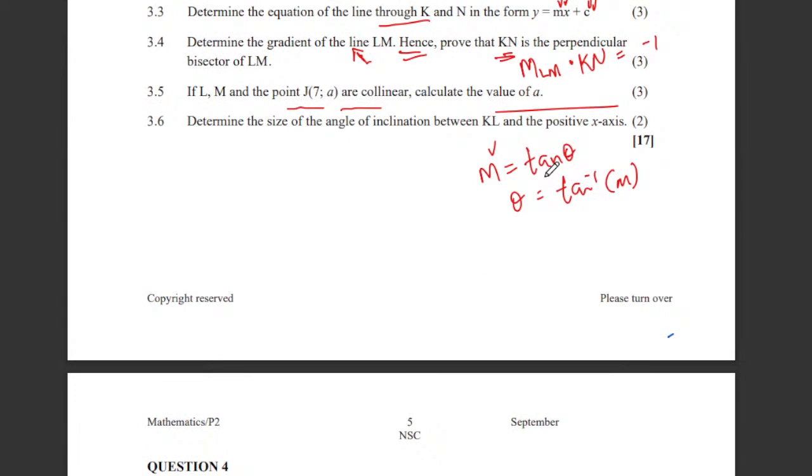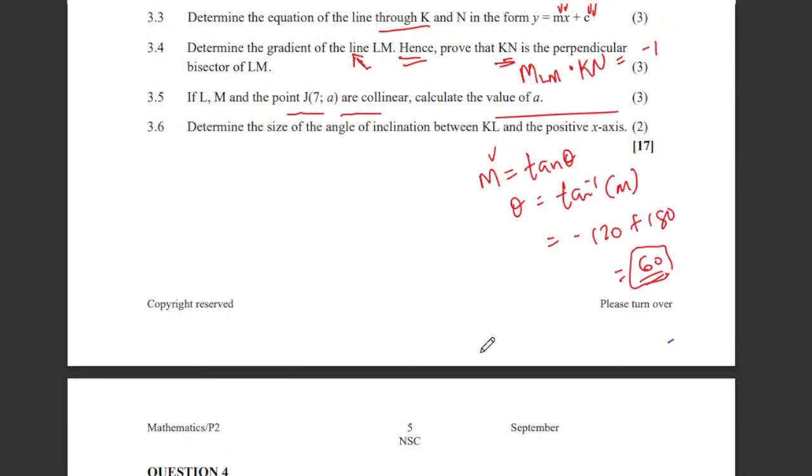Now, if it so happens that you get a negative value, okay, say -120, just plus 180, so that you end up with a positive answer. So regardless of which value you get, as long as it's negative, you need to always give us a positive answer. Then if the answer is positive, well and good.